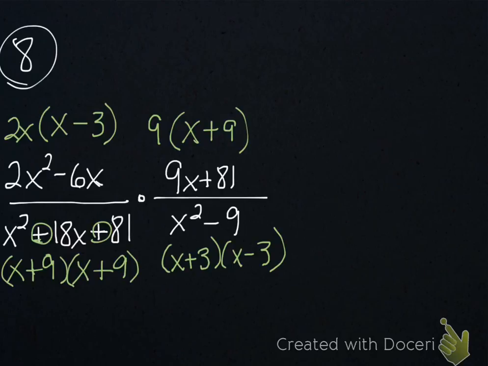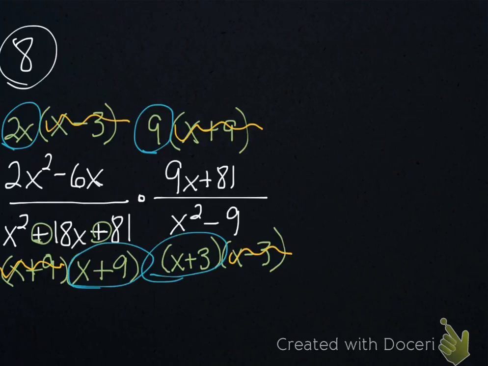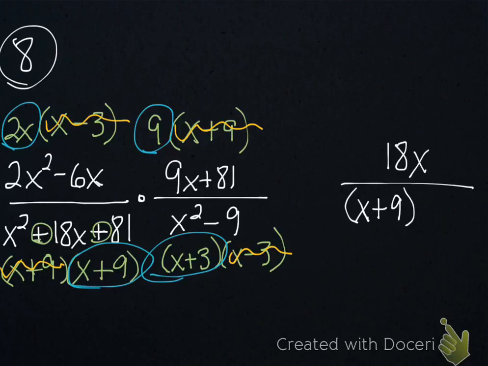Okay, so what cancels? Well, the x plus 9s are gone. The x minus 3s are gone. Is there anything else? Let's circle. I have a 9 times a 2x, an x minus 9 times an x plus 3. Nope. So let's write it down. 9 times 2 is 18. So I have an 18x in the numerator. In the denominator, I have my x plus 9 times my x plus 3.